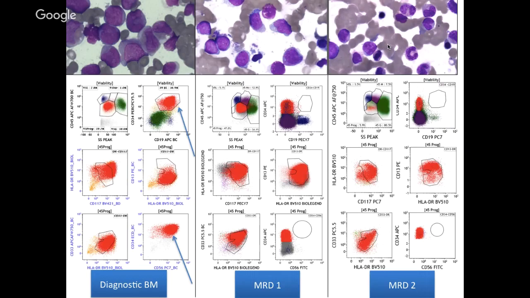So if you see this picture, which has all three cases, this is the upfront picture when the patient came to us new, a lot of blasts. Blasts express 34, blasts express 19 and 56. However, during the first post-induction, 19 is negative, 56 is negative. This is 19 negative, 56 negative. Second time also 19 negative, 56 negative. Blasts are within the normal template. So first MRD was negative, second MRD was negative.